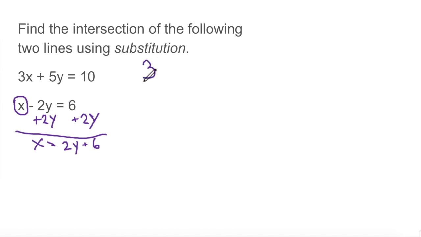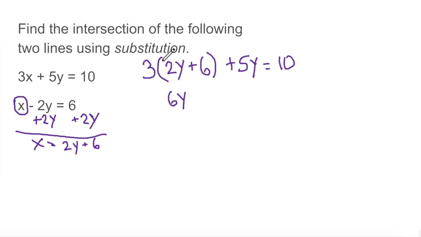So 3 times, again, we're going to write 2y plus 6, where that x is. 2y plus 6, this is the substitution step, plus 5y equals 10. Now let's see, we'll multiply this out. That's 6y. This is just the distributive property. We have to multiply the 3 times the 2y and the 3 times 6. So we multiply the 3 times the 6, we get 18 plus 5y equals 10.